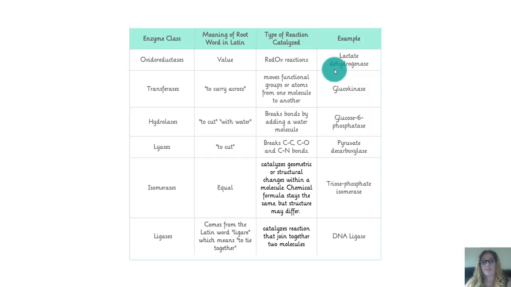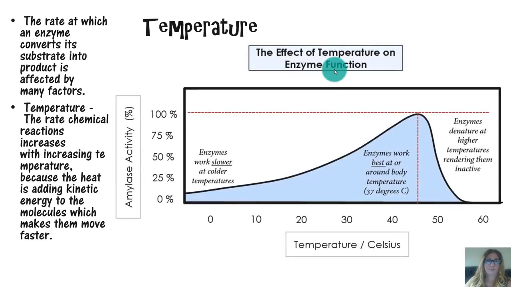For example, if it transfers something, then it might be a transferase. If it cuts with water, maybe it's a hydrolase. If it brings things together, glues things together, maybe it's a ligase. So there are a few things that do affect the function of enzymes.